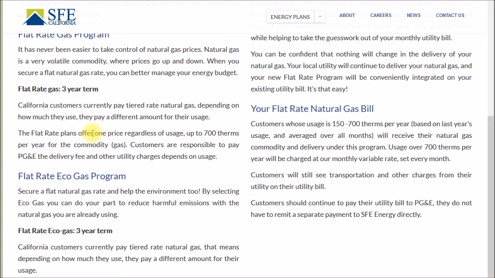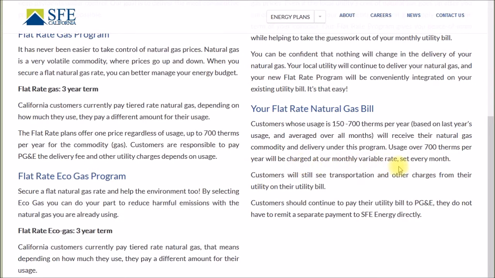California customers currently paid tiered rate natural gas depending on how much they use. The flat rate plans offer one price regardless of usage up to 700 therms per year. Customers are responsible to pay PG&E the delivery fee and other utility charges. Depends on usage. Good on them for pointing out the separate delivery fee and other charges. These typically make up 60 to 80% of your gas bill. However, PG&E customers don't pay a tiered rate for the natural gas. That price is fixed each month. There is a tiered rate for the delivery charges, and that won't change with this so-called flat rate plan. And this flat rate plan has a yearly cap of 700 therms. Usage over 700 therms per year will be charged at our monthly variable rate.